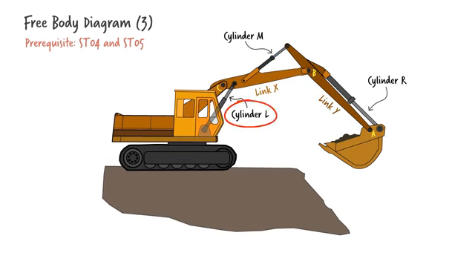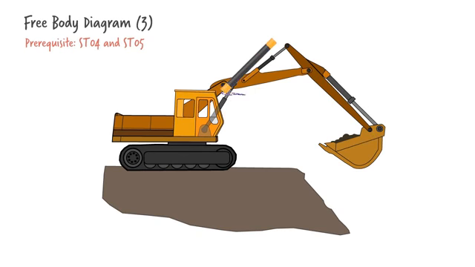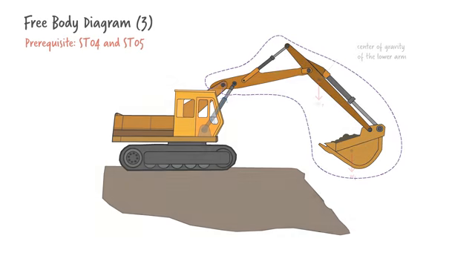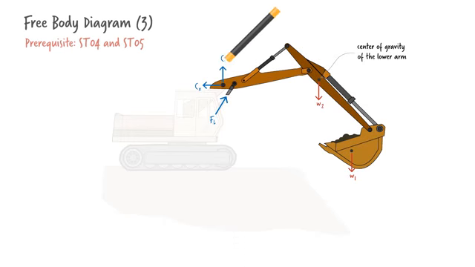What if we wanted to determine the force in cylinder L? What would the free body diagram look like? Again, we cut through the cylinder and then cut at the pin. We can close the loop by having the entire arm as our isolated subsystem. For this case, we add the weight of the upper arm to the free body diagram.